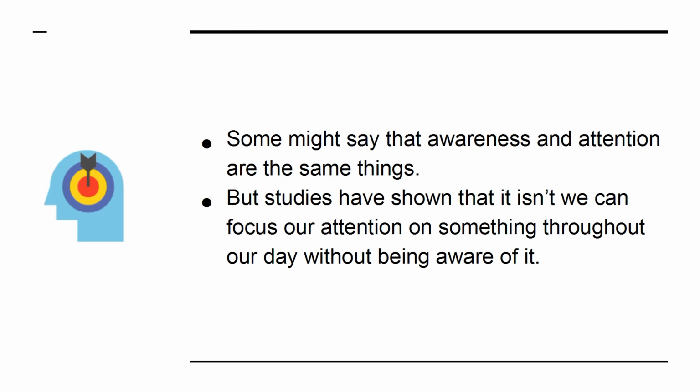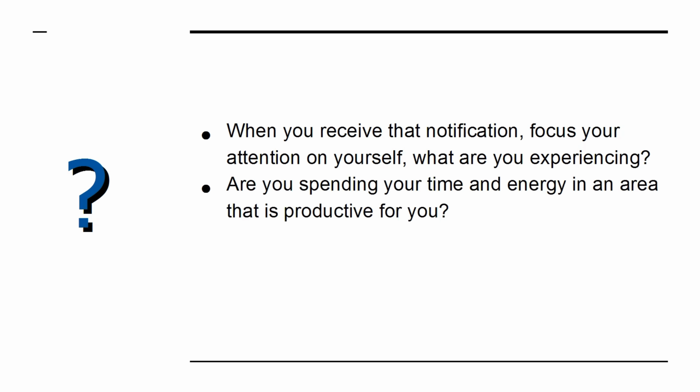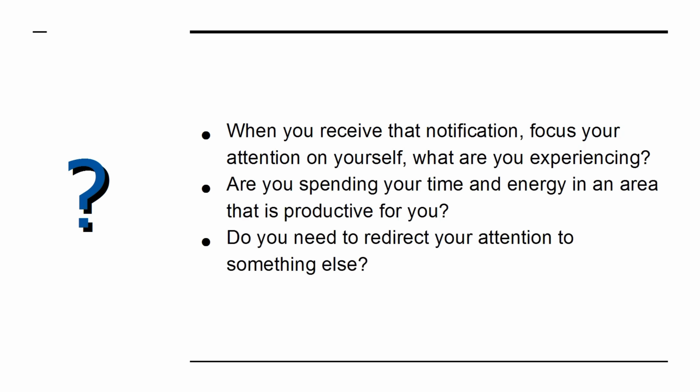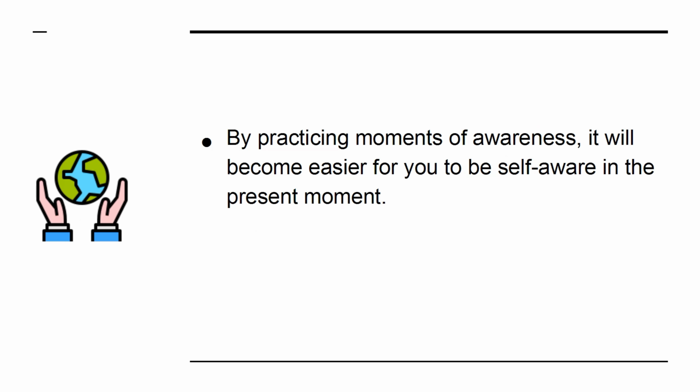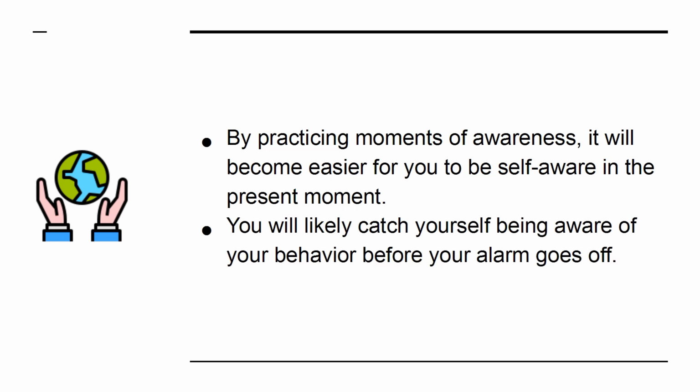You should set your smartwatch vibration or your phone alarm to notify you every 30 minutes. That notification will be your moment of awareness. When you receive that notification, focus your attention on yourself. What are you experiencing? Are you spending your time and energy in an area that is productive for you? Do you need to redirect your attention to something else? By practicing moments of awareness, it will become easier for you to be self-aware in the present moment. You will likely catch yourself being aware of your behavior before your alarm goes off.